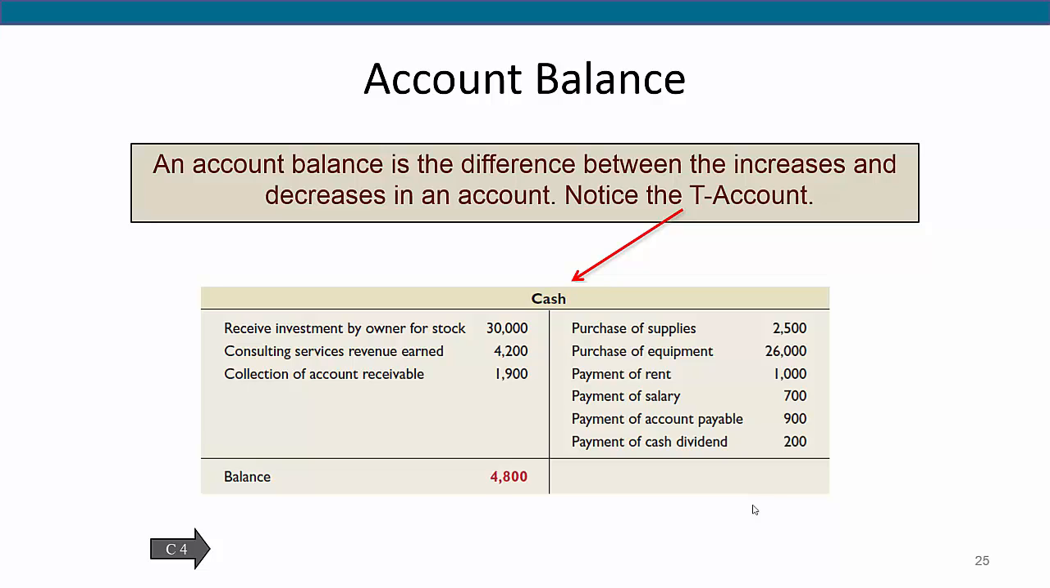In this example, our increases in cash amount to $36,100 and the decreases total $31,300, so the cash has a debit or a positive balance of $4,800.